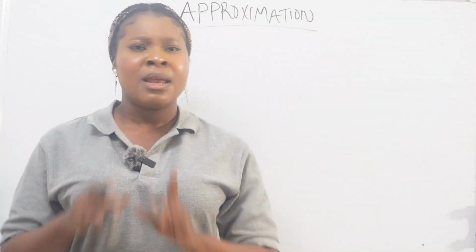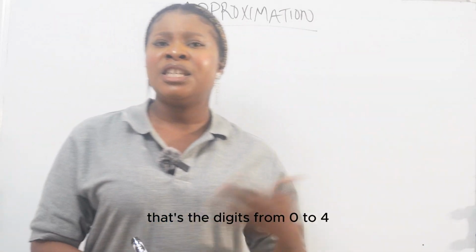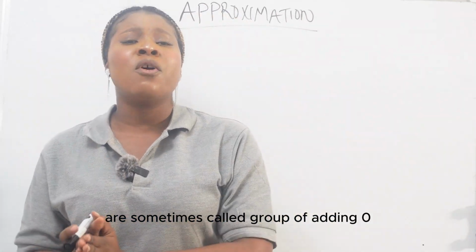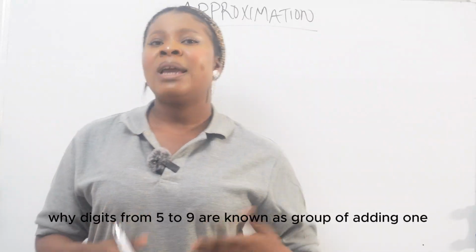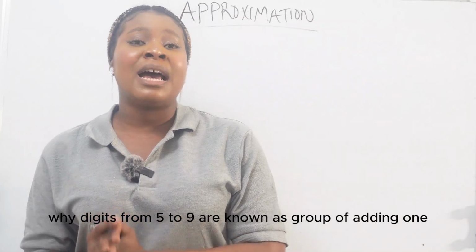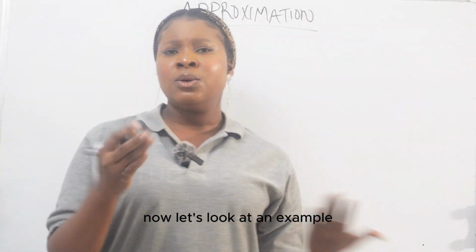Now, to help remember this, let's say the digits from 0 to 4 are sometimes called the group of adding 0, while digits from 5 to 9 are known as the group of adding 1. Now, let's look at an example.